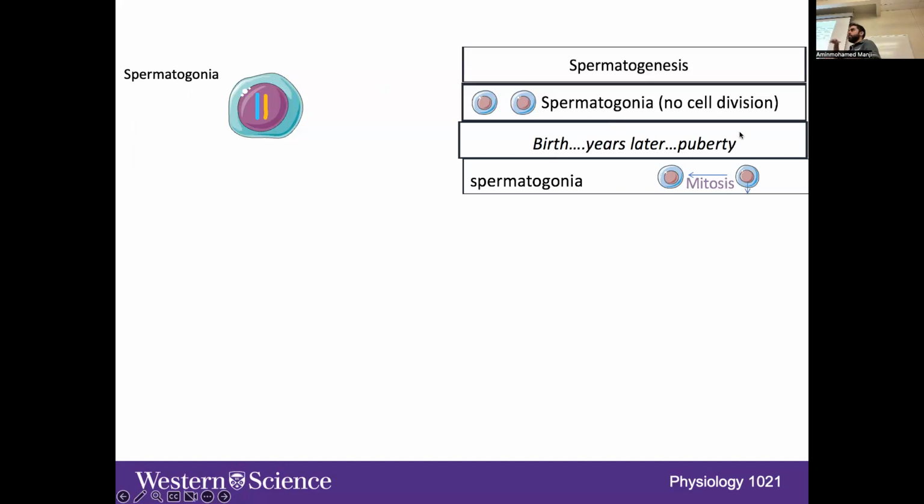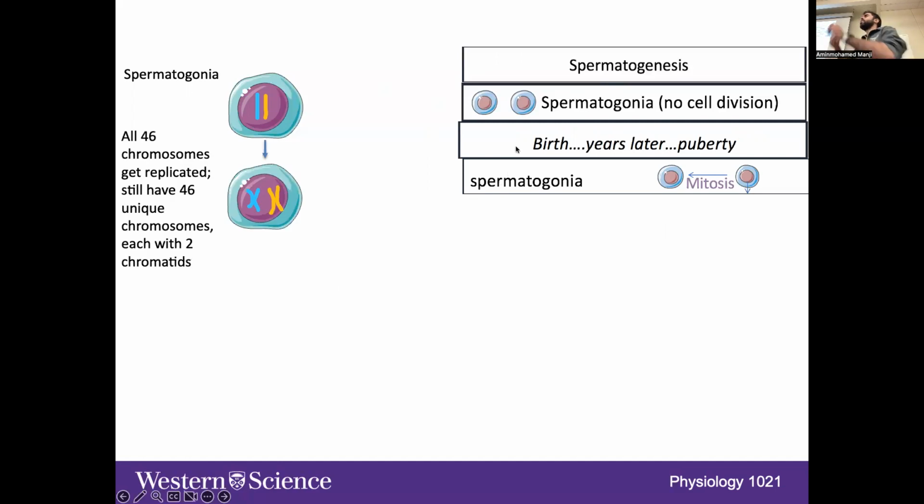Then he hits puberty around 9, 10, 11, 12, 13, whatever age it is, doesn't matter. Okay, then what happens? Well, those dormant spermatogonia, right, the stem cells, which have kind of just been hanging out for all this time, they start to undergo mitosis. Okay, so what is mitosis? It is the generation of genetically identical daughter cells.